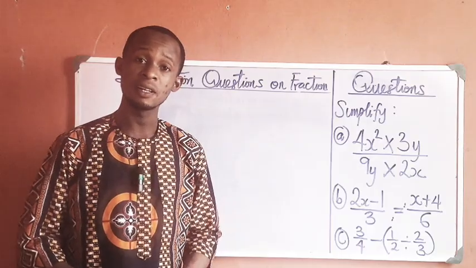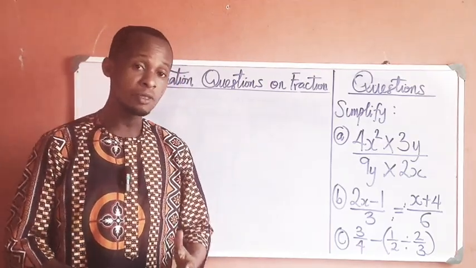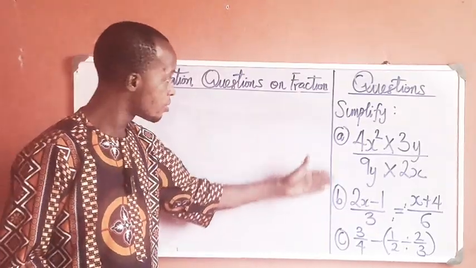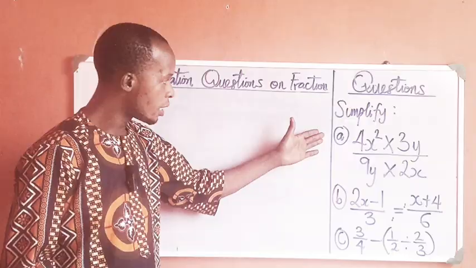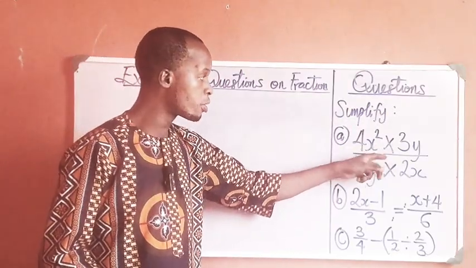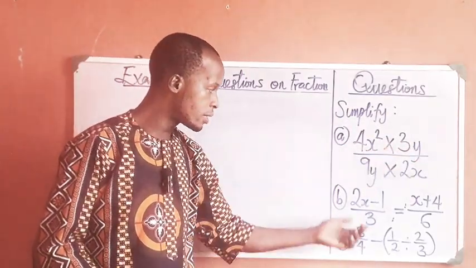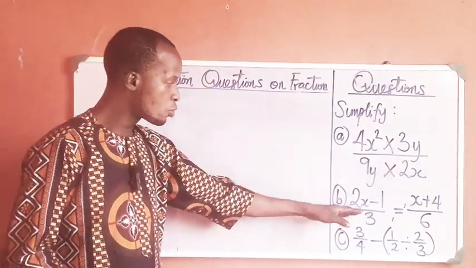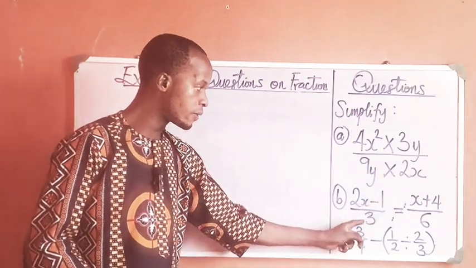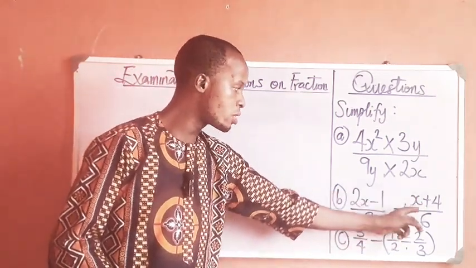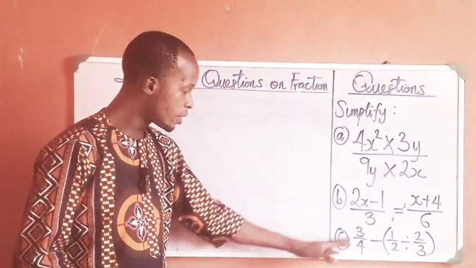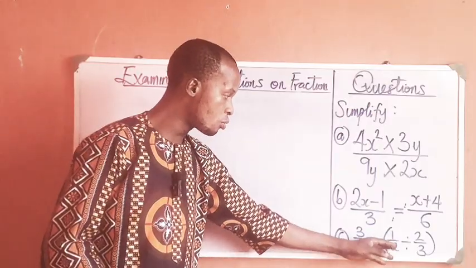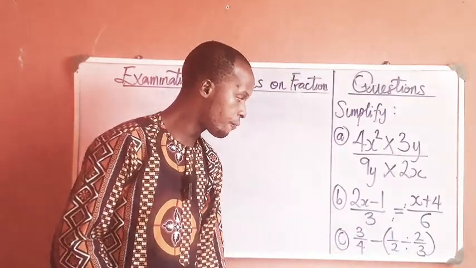Welcome back to City Learners class. In this class today, we are going to be solving some exam questions on fractions, and I have the questions listed right here. Simplify A: 4x raised to power 2 multiplied by 3y, all divided by 9y multiplied by 2x. And B: 2x minus 1 divided by 3 equals x plus 4 divided by 6. And question C: 3 divided by 4 minus bracket open 1 over 2 divided by 2 over 3.